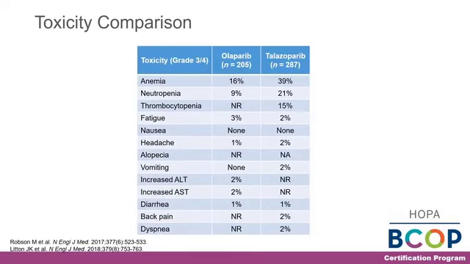As far as grade 3/4 toxicities, you'll see here that talazoparib did cause significant anemia that was grade 3 or 4, as well as neutropenia and thrombocytopenia. And so it is important to do the appropriate monitoring for these drugs because the hematologic toxicities can be significant.